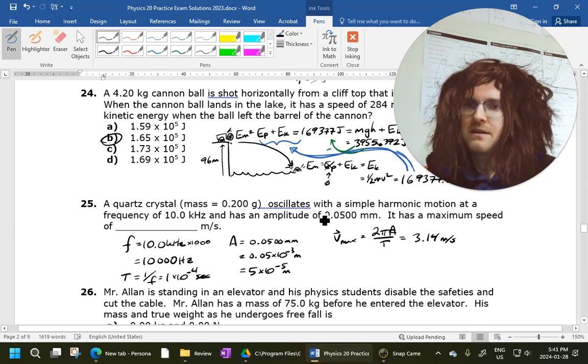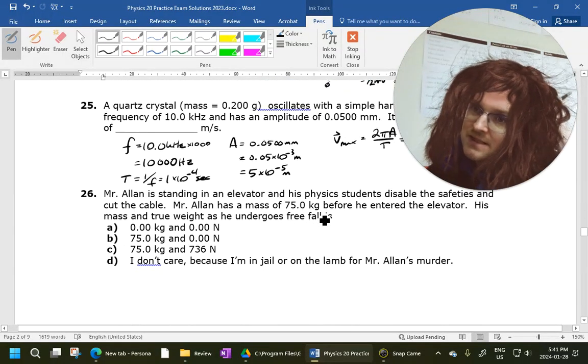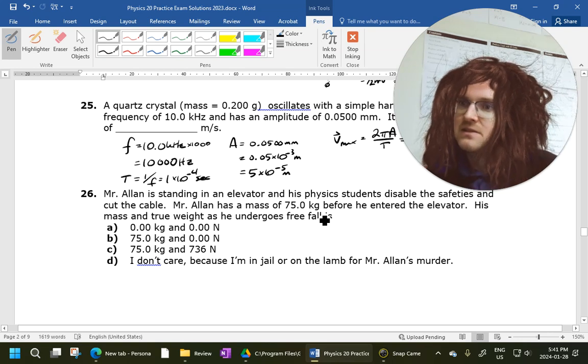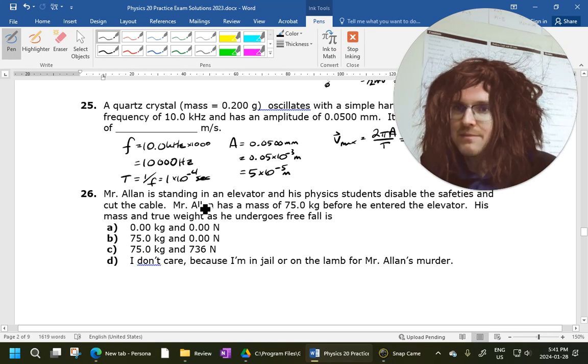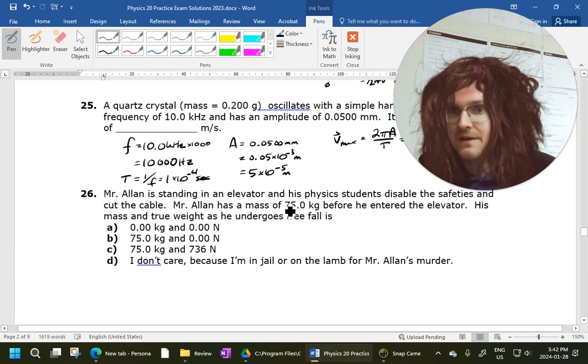Okay, cool. Mr. Allen is standing inside an elevator. Physics students come and disable the safeties and cut the cables. Mr. Allen has a mass of 75 kilograms before he entered the elevator. What is his true weight? What is his mass and true weight as he undergoes free fall?